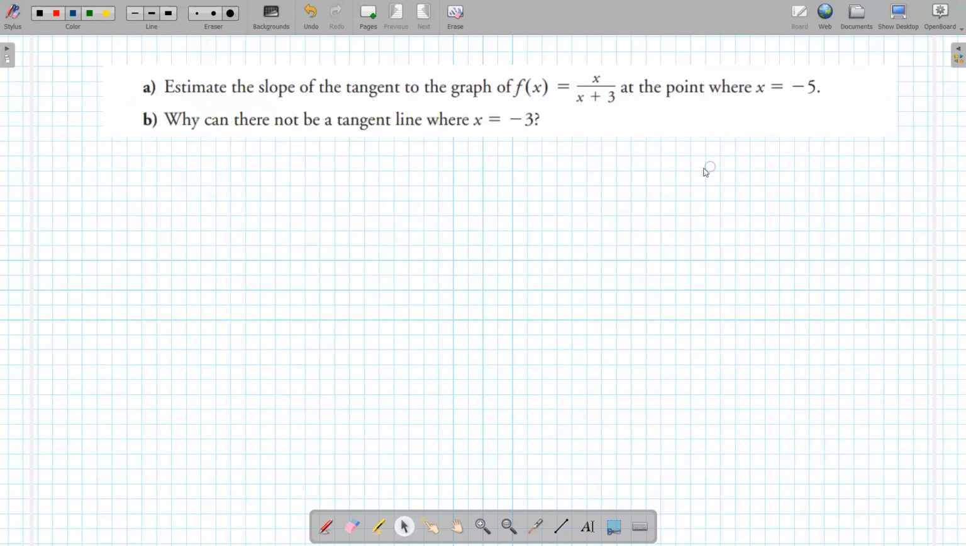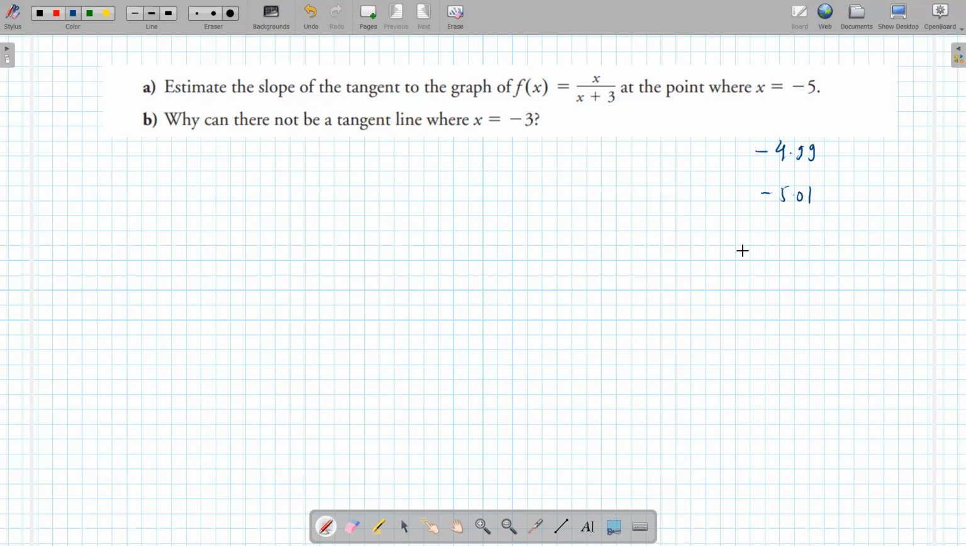What about for this one? It's another rational function. They've given us an x value. What do we do? You add and subtract 0.01. Right, so the two numbers that you get are negative 4.99 and negative 5.01. Which one is b? Which one is a?